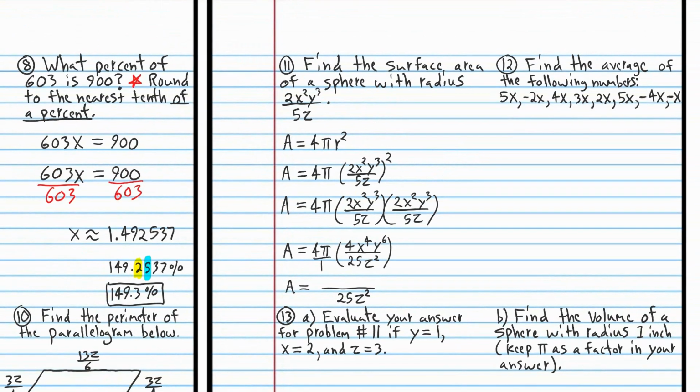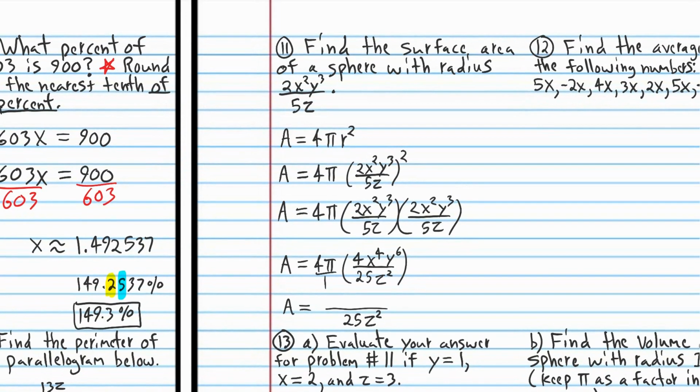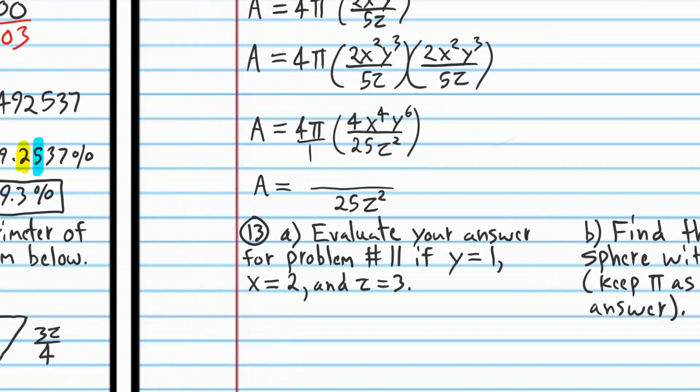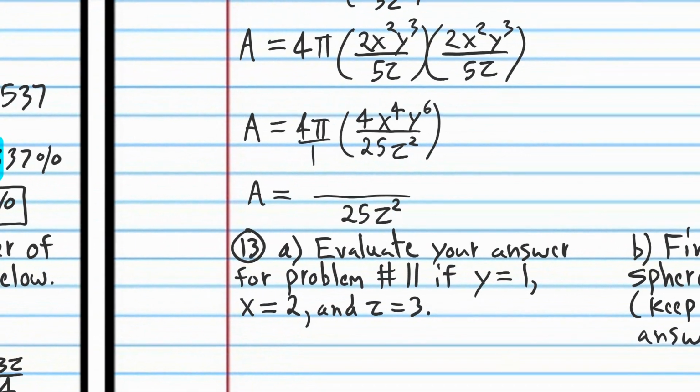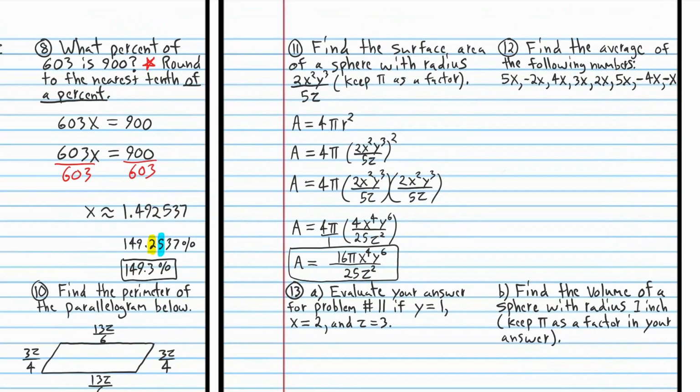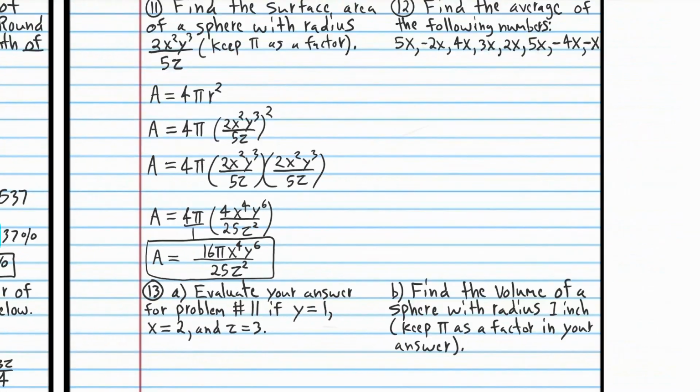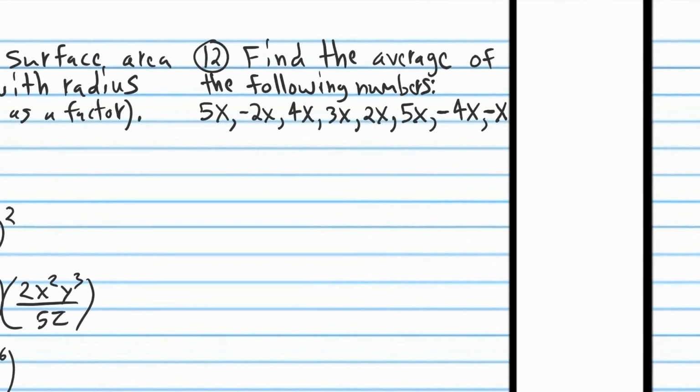And it tells us, actually it doesn't tell us, but I should have clarified that, keep pi as a factor. So we're going to keep pi in our answer. That's all that means, to keep pi in your answer. 4 times 4 is 16. Then we just keep pi there as a factor, and then rewrite the variable expressions. So that is the answer for number 11.